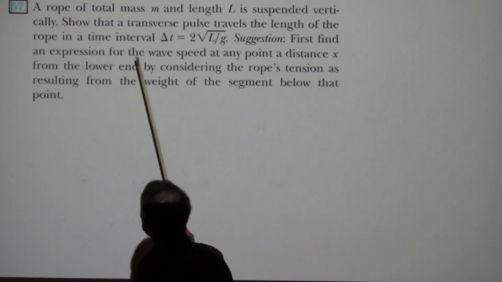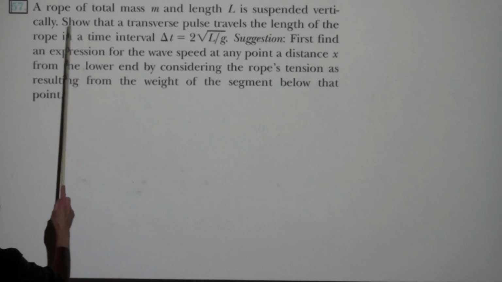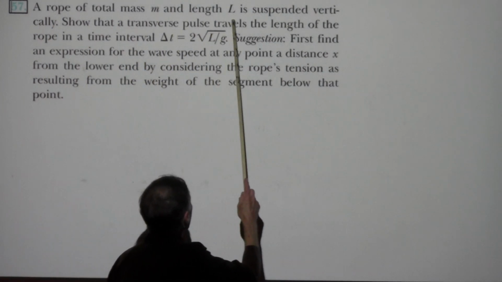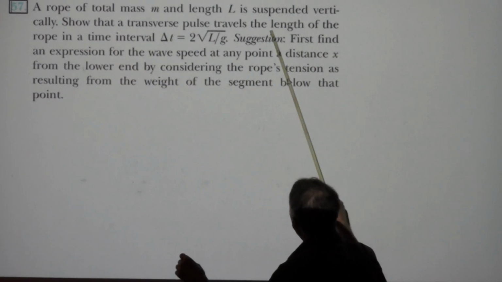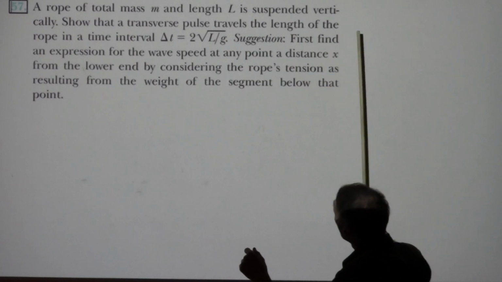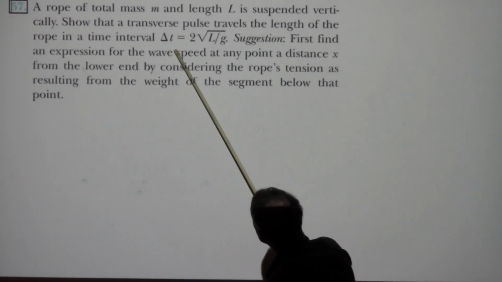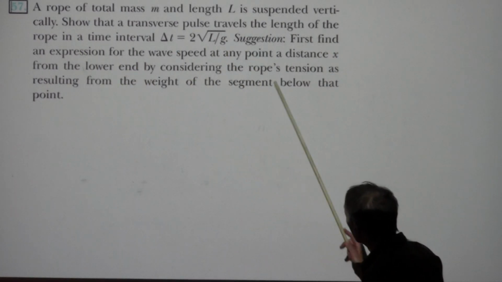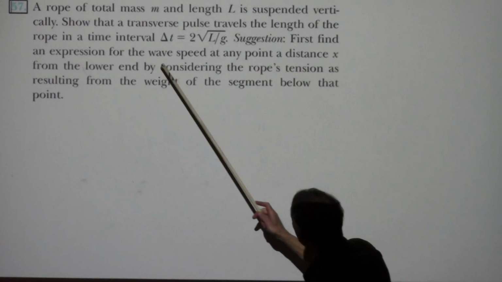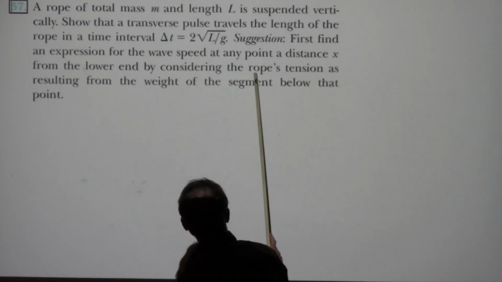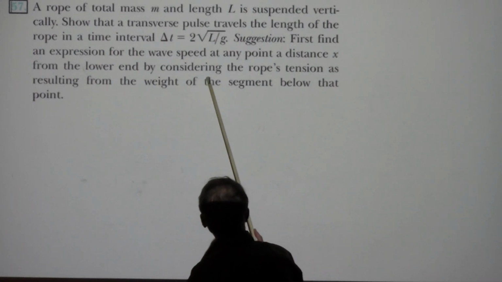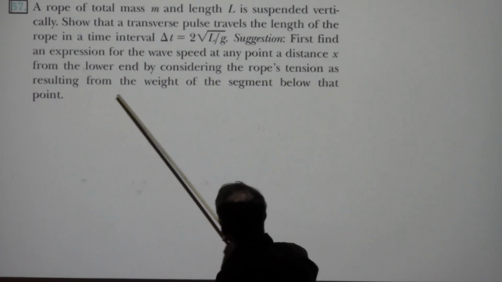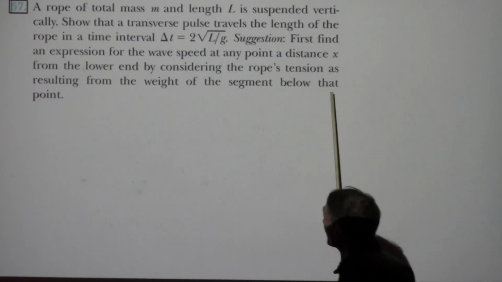Again, this is a homework one. Congratulations if you got it. Okay, a rope of total mass m and length l is suspended vertically. Show that a transverse pulse travels the length of the rope in time delta t equal to this. Now he gives you a suggestion. First, find an expression for the speed of the wave at any point at distance x from the lower end by considering the rope's tension as resulting from the weight of the segment below that point.